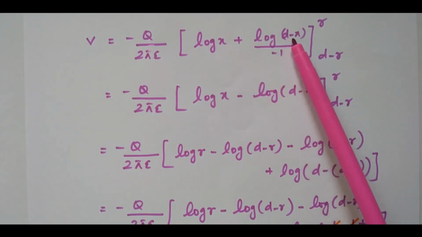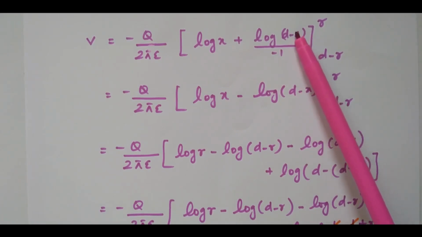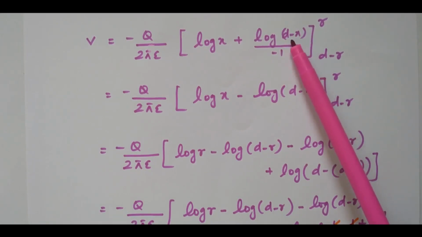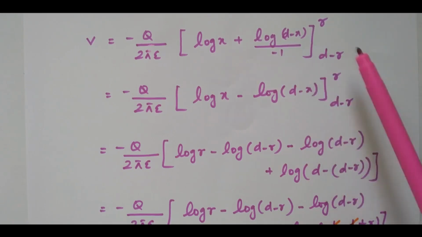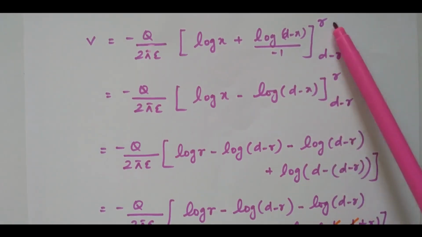If it is d plus x, no problem. But d minus x is there, and we are integrating with respect to x. So we need to take the differentiation of minus x again, and that will give minus 1. Right? With a limit d minus R to R.